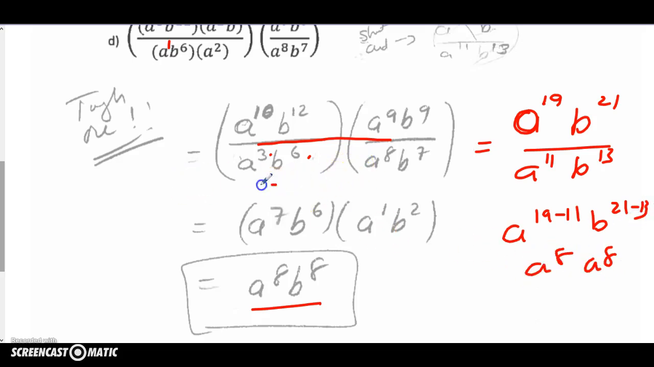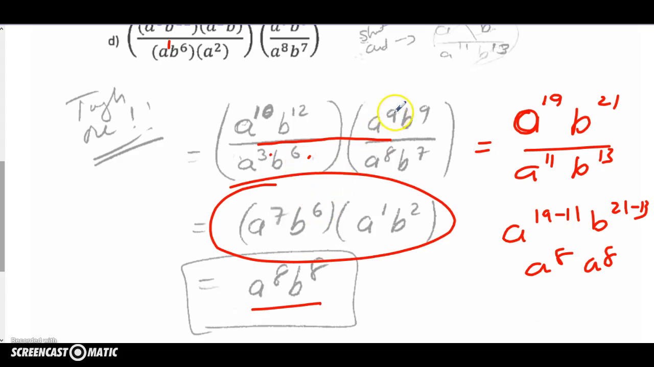Okay, what I did here on the photocopied version here is I divided each of these first. So 10 subtract 3 is 7, 12 and 6 is 6, 9 and 8 is 1, 9 and 7 is 2, and now I'm multiplying. 7 plus 1 is 8, and this is 8. Okay, hope that makes sense.